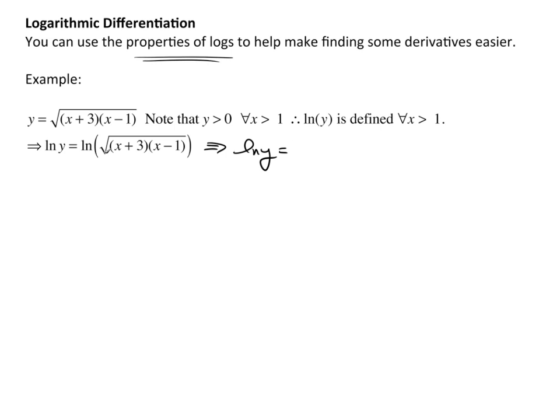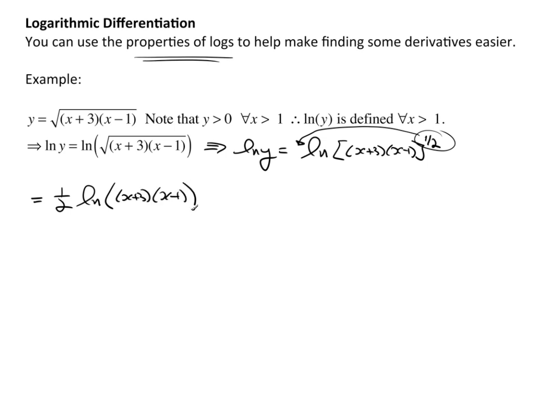log of y is equal to, well, this is the same thing. I'll write the whole thing out for you as log of x plus 3 times x minus 1 to the 1/2. I simply rewrote the radical as a 1/2. But you know, property of logs, I can bring that 1/2 up front. So this is equal to 1/2 times the natural log of x plus 3 times x minus 1. But that's 1/2 times the natural log of x plus 3 plus the natural log of x minus 1.